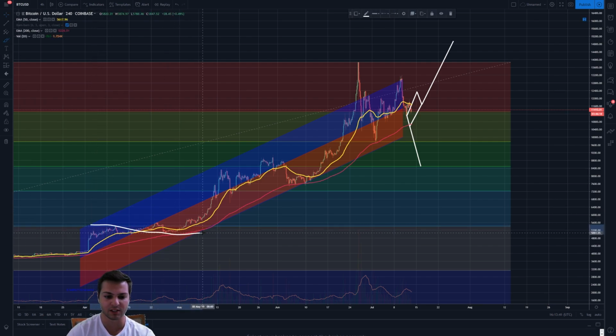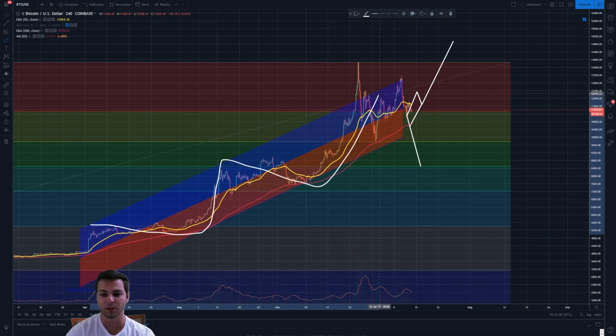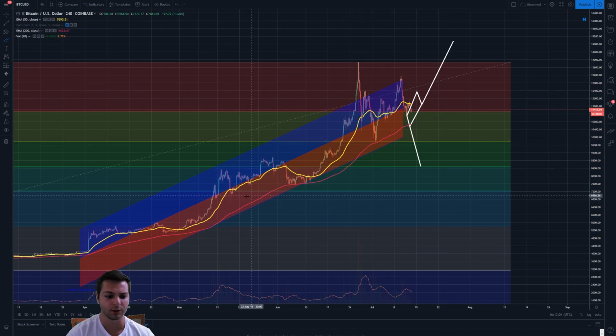So here we go from resistance to support, back to resistance, back to support, back to resistance, actually breaking through, then back to support, and then back to resistance. And so here we could actually be working our way back down to support before bouncing up here once again.